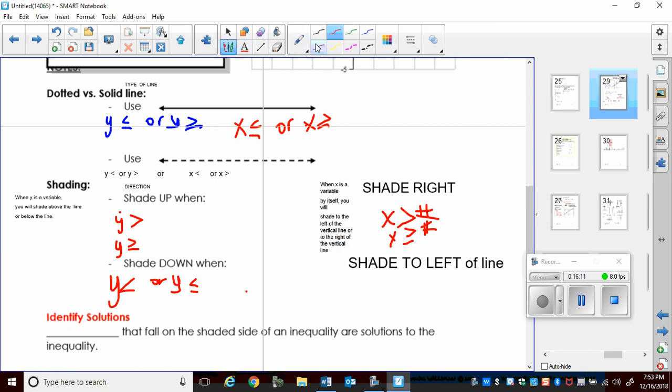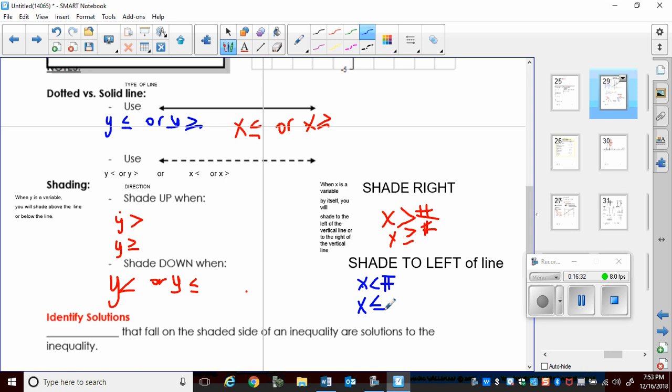And the situations where you do that, I just said it, but just to be clear, it's x is less than some number, and it's very specific. You can't have a y variable in this, or x is less than or equal to.